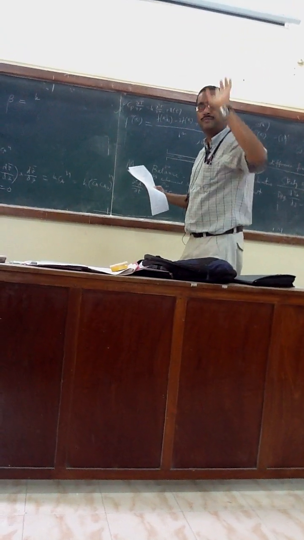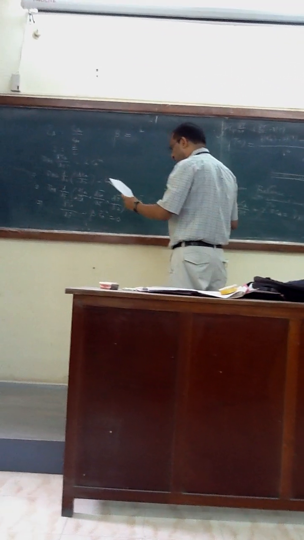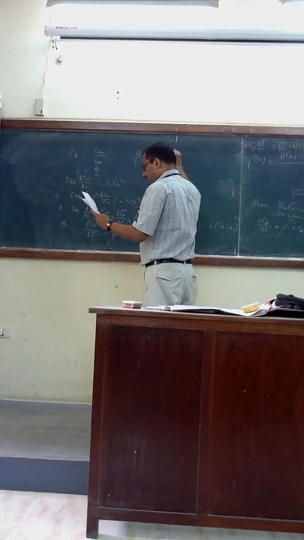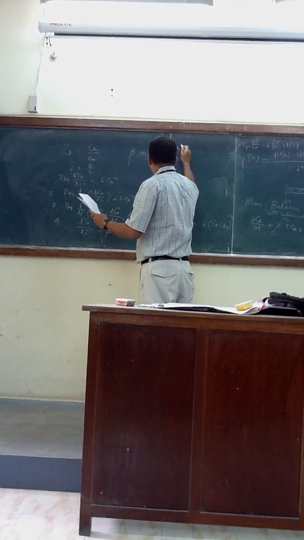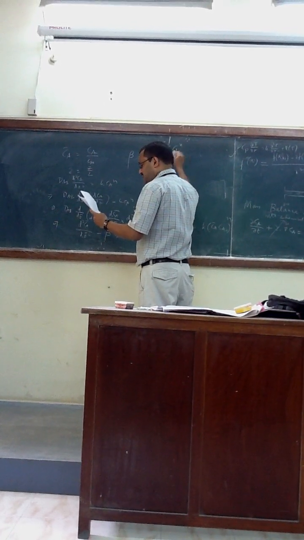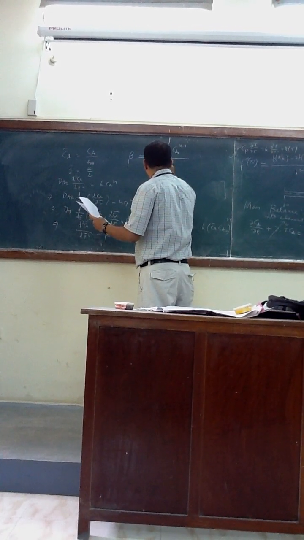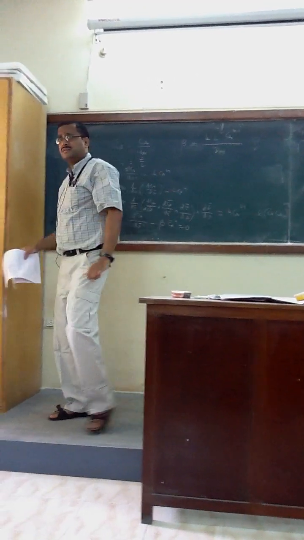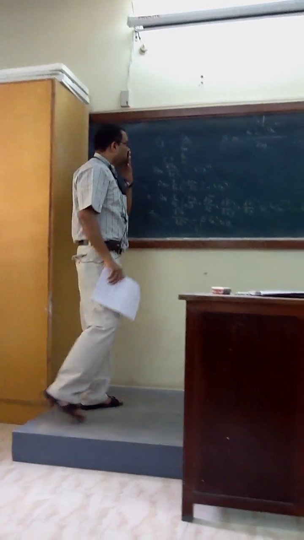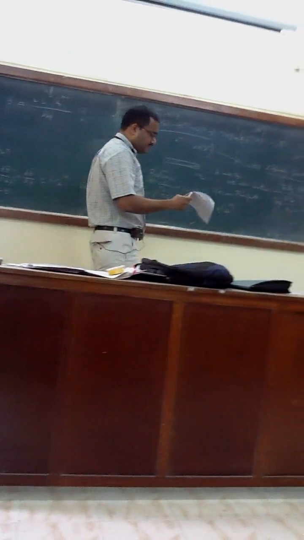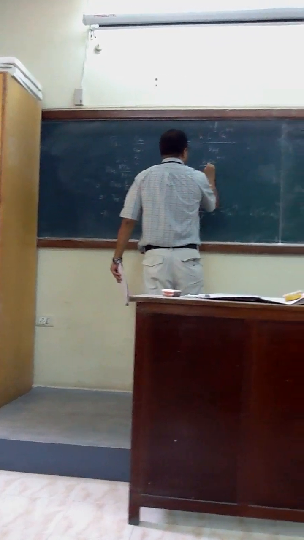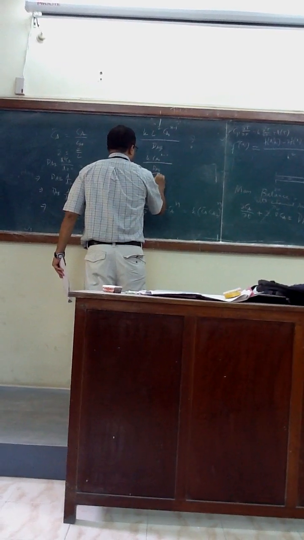What is beta then? Yes, madam. K into L square CA naught to the power n minus 1, divided by what is the dimension of this? So we can write this as K CA0 to the power n minus 1 into L square by DAB.